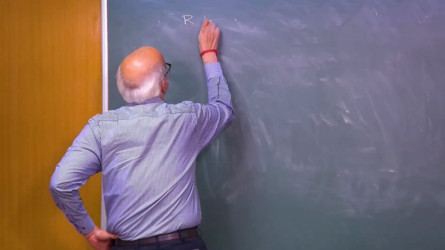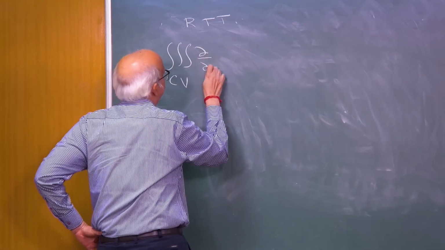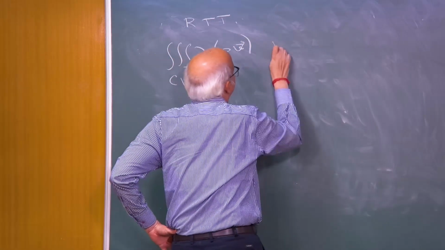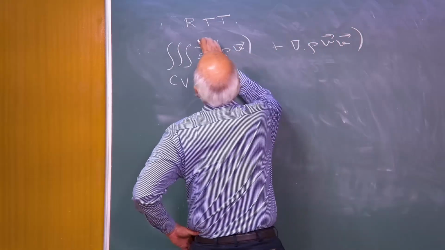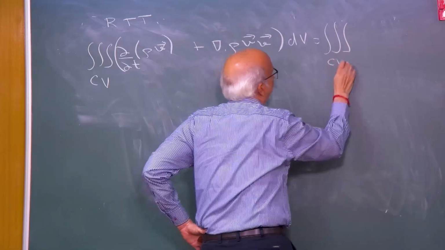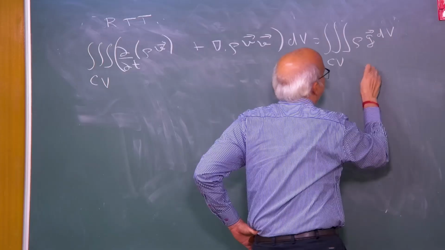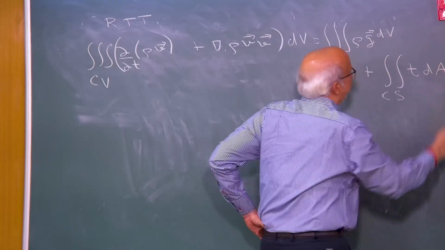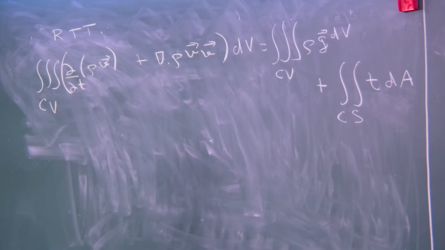So, RTT: d by dt of integral of rho v plus divergence of rho vv dv equals integral of rho g dv plus, over the control surface, T dA. That is the Reynolds transport theorem.